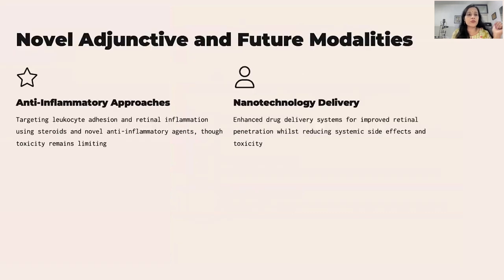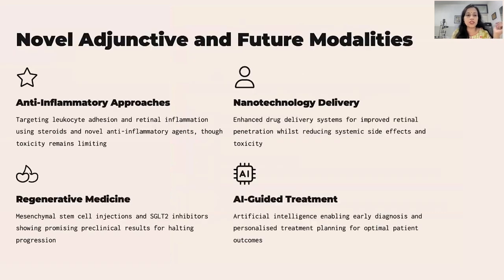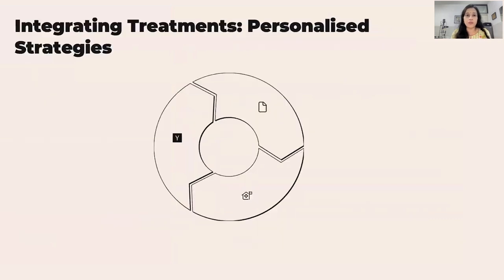And then there are a few other approaches like anti-inflammatory, nanotechnology, regenerative medicine, and AI-guided treatment, that again, I think Dr. Alok spoke about. It's not only for diagnostics, but also for AI guidance, wherein it will predict when probably the next injection is required, whether this patient will respond or not. Those will be really fantastic for all our patients.